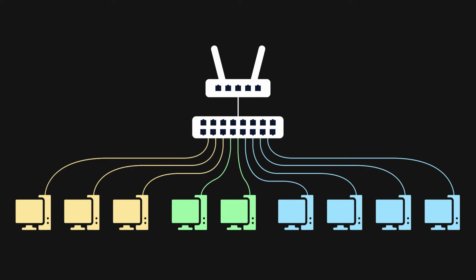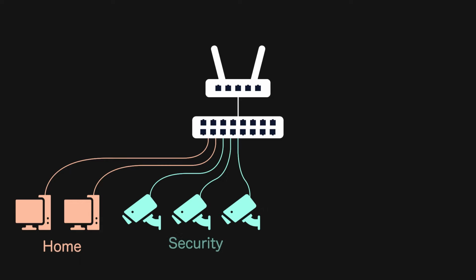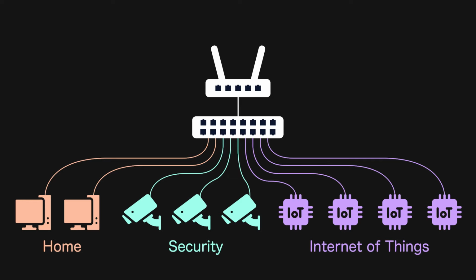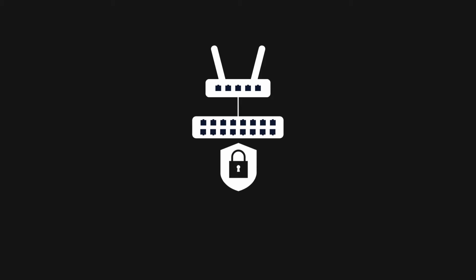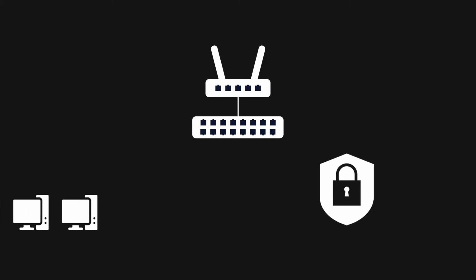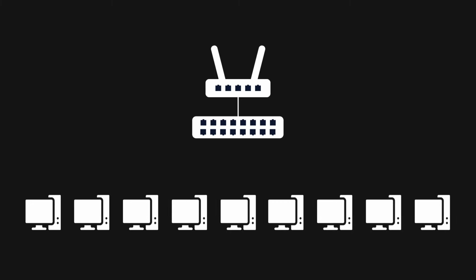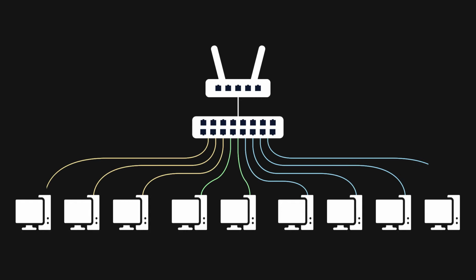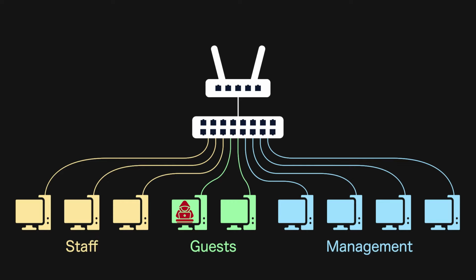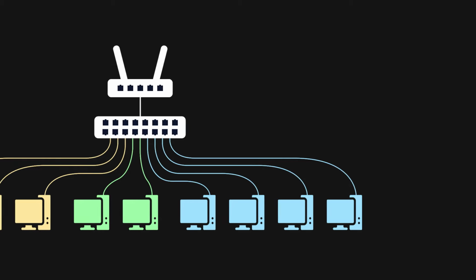Firstly, we've already mentioned organizing devices into manageable groups. For example, we can create staff, guests, or management networks for an office environment, or home, security, and IoT networks for home users. Second is the security implication. The more devices you introduce to a network, the more vulnerabilities come with them. By isolating certain groups from each other, you mitigate the risk of an unauthorized person seeking to intrude on data they have no business accessing.